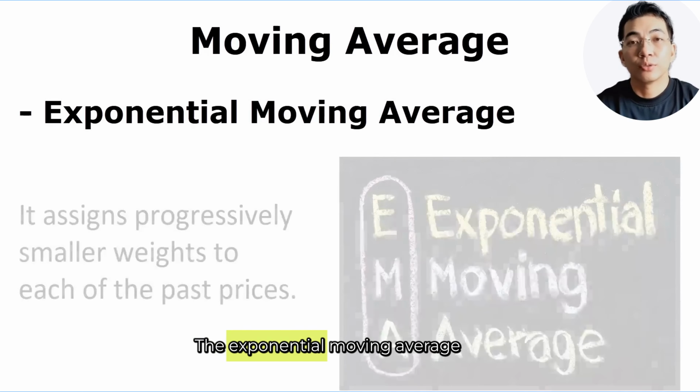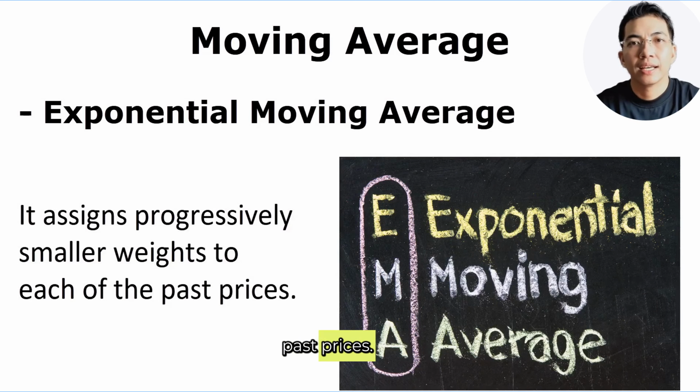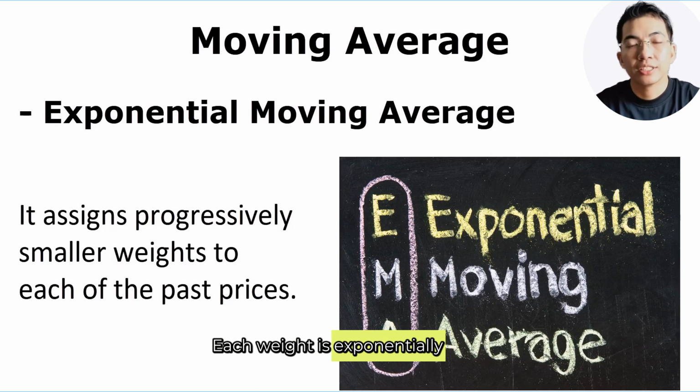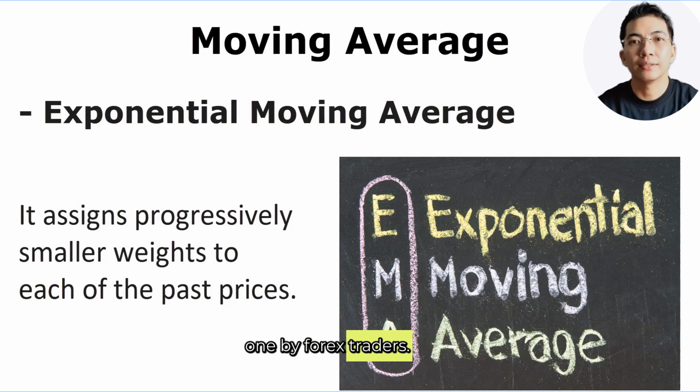The exponential moving average assigns progressively smaller weights to each of the past prices. Each weight is exponentially smaller than the previous weight. That's the reason for the name exponential moving average, and this is probably the most used one by forex traders.